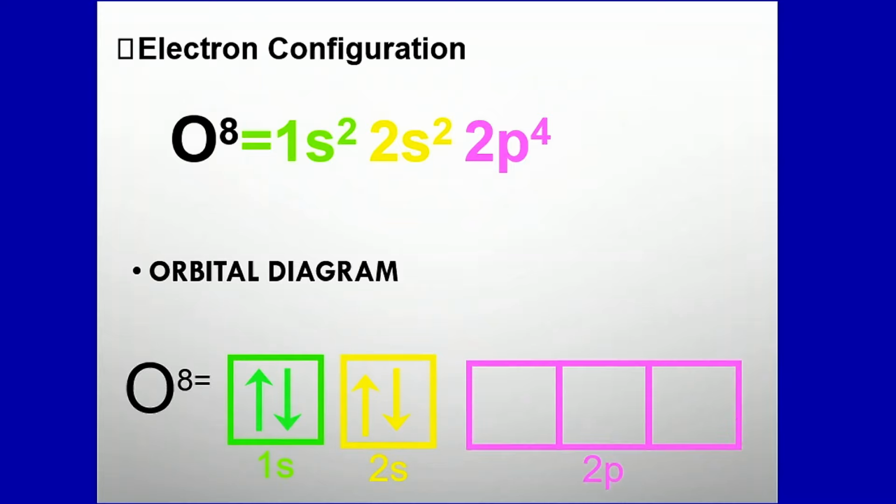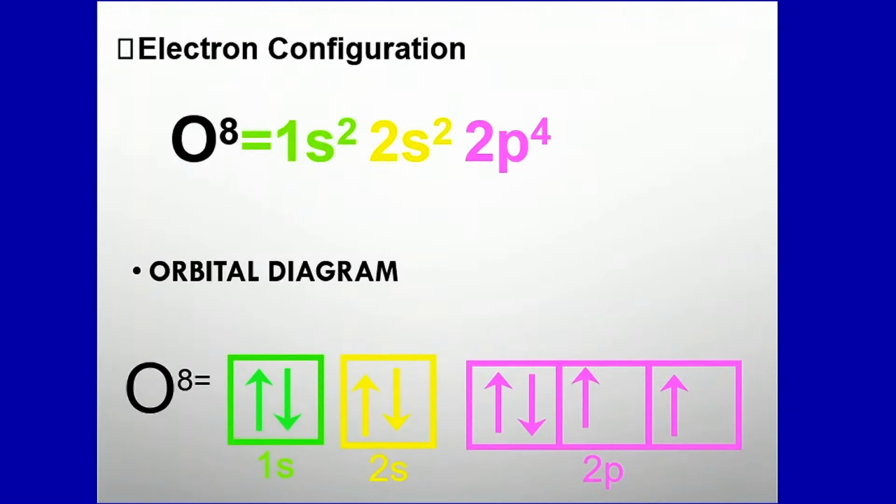For its orbital diagram, we have 1 orbital for the 1s, but it has 2 electrons with opposite spins. Then we have 2s, 1 orbital, but it has 2 electrons. And then we have 2p with 3 orbitals containing 4 electrons. Counting the arrows or the electrons, it is equal to 8.